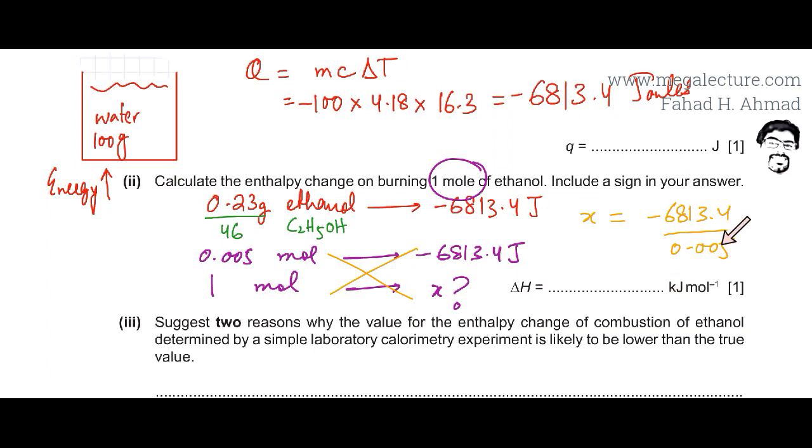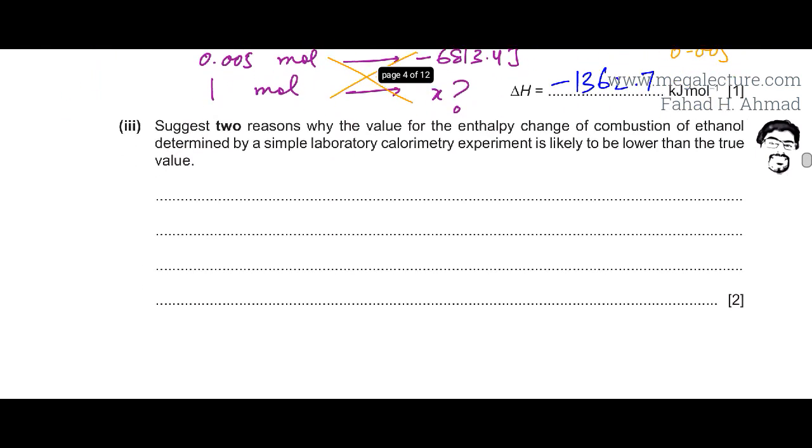So the value that I'm going to get in my calculator is minus 1362.7, but remember, this value was in joules, so you need to divide it by 1000. Whatever the answer, it's going to be divided by 1000, and your final answer is going to be minus 1362.7 kilojoules per mole. So that is the amount of energy that is produced by 1 mole of ethanol. Let's move to the next part of the question, part 3.